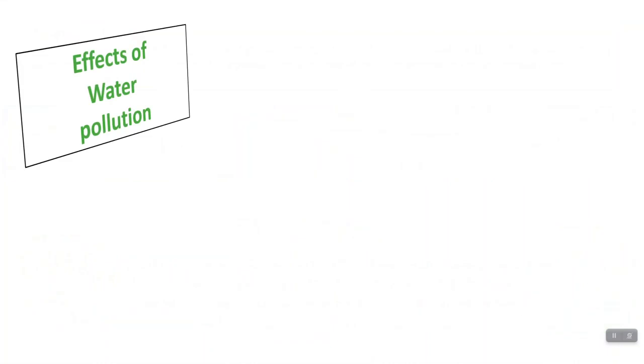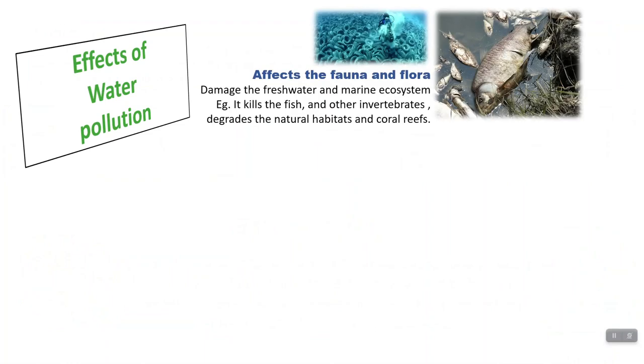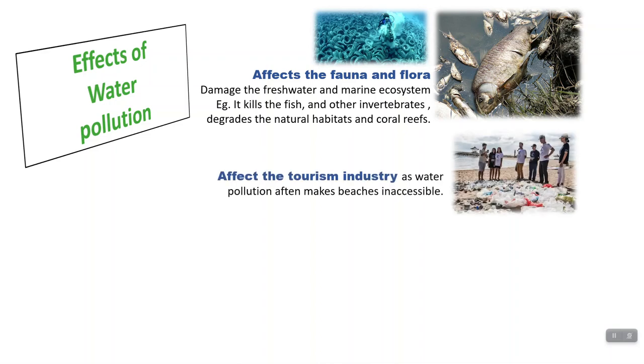There are many effects of pollution on our environment and ourselves. For example, water pollution affects the fauna and the flora. Animals in the sea or the water are very affected by human pollution. It causes damage to the freshwater and marine ecosystems. It kills fish and other invertebrates, and degrades our natural habitats and coral reefs. It also affects the tourism industry.